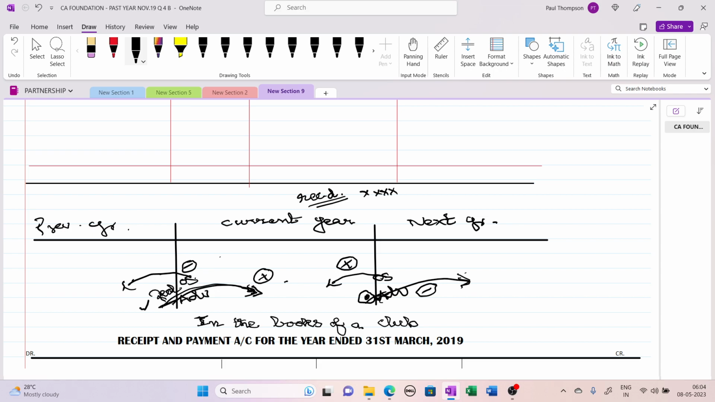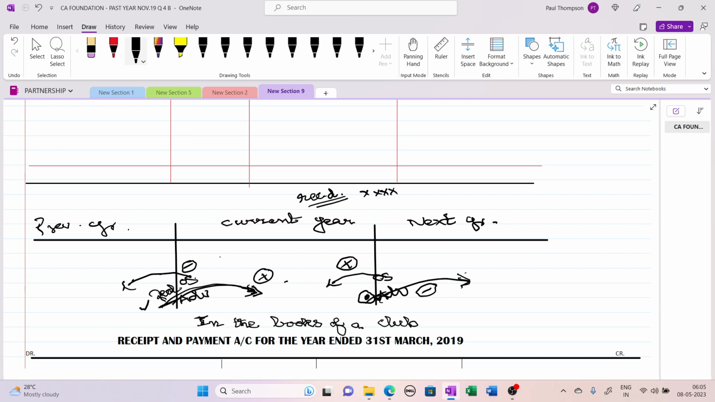Now, in this question we are not asked to prepare what amount will be shown in income and expenditure account, because we have been given income and expenditure and asked to prepare receipt and payment account. What is the amount due to be shown in income and expenditure account? You calculate like this, and the reverse order will be for your receipt and payment account. I hope it's clear now. Now let us move on to the question.